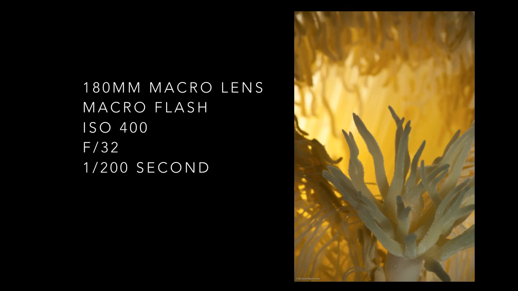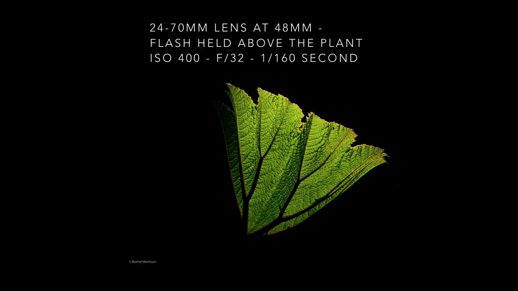This is inside a cactus flower, and I handheld one flash behind the flower, and the other was in front of the lens. Here I use my 24 to 70mm lens that has a built-in macro function, and in this situation I handheld an external flash unit above the green plant. The flash was connected to my camera with a flash cable.